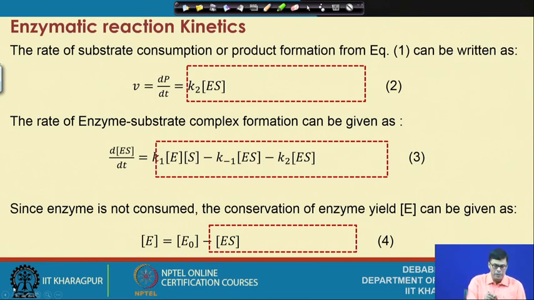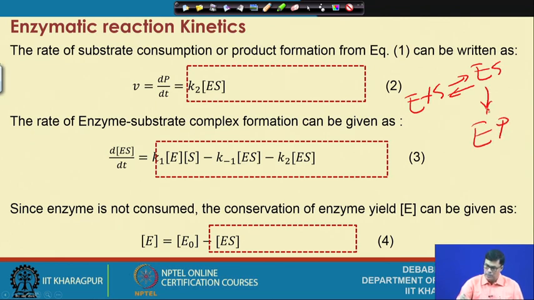Now, rate of product formation. So, what is our equation that we have? E plus S reversibly gives ES, am I right? And this gives, irreversibly, E plus P. So, this is k1, this is k minus 1, and this is k2.